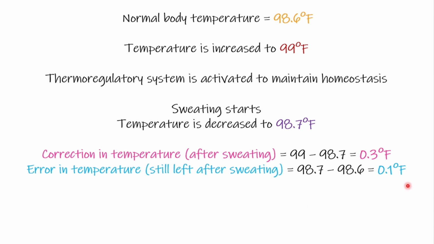So correction is the amount of the correction done, and error is the amount of the correction not done. In this case, the correction is 0.3 Fahrenheit, and the error, which is still left behind, is 0.1 Fahrenheit. So what exactly is gain? Gain is correction divided by error.